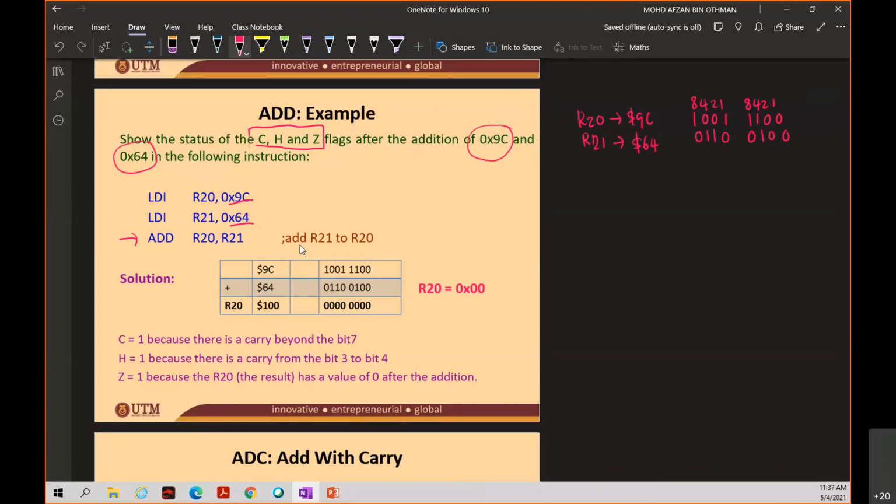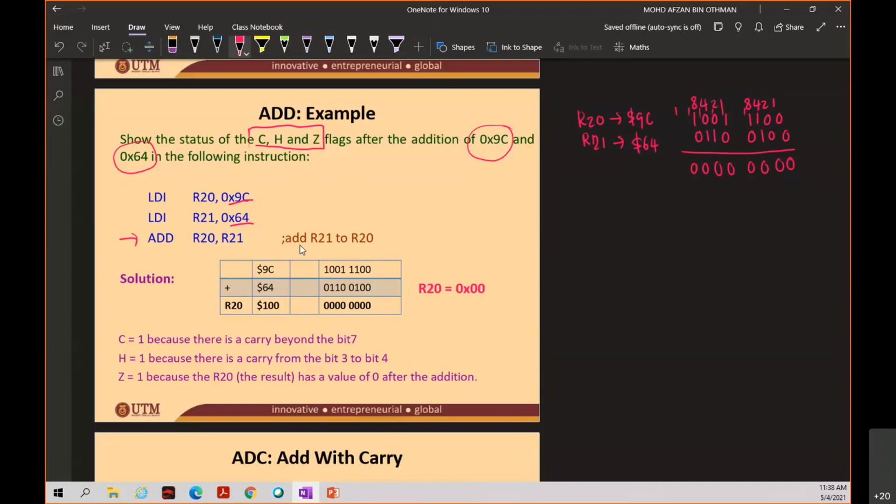Then you add them together. 0 plus 0 is 0. 1 plus 1 is 0 with a carry. 1 plus 1 you get 10. 1 plus 1 you get 10. 1 plus 0 plus 1 you get 10. And this is 10, and this is 10, and you have a carry there.